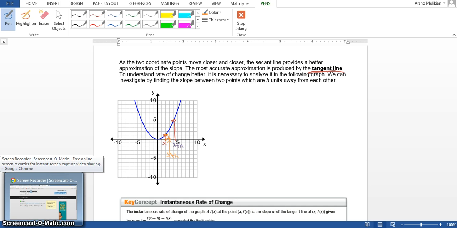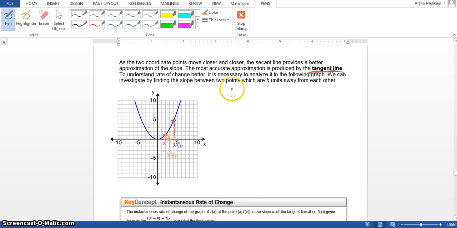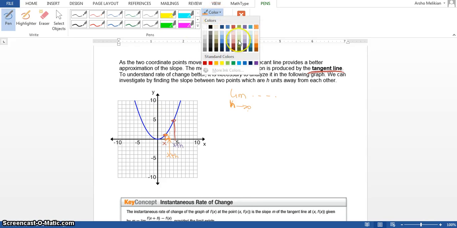Okay? How do we express that in math? We can't say h is 0. The best we could do is, we want h to be almost 0. That looks like limit, doesn't it? So it's the limit of something as h approaches 0. Okay? So what happens when h is 0? Let's see.